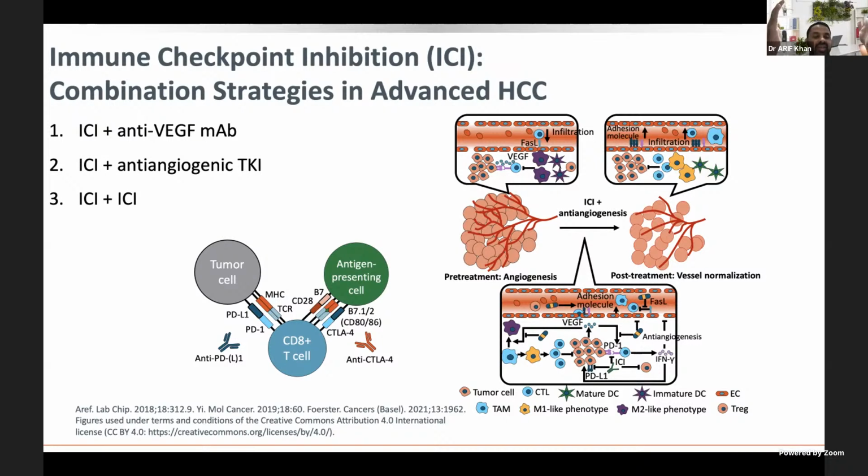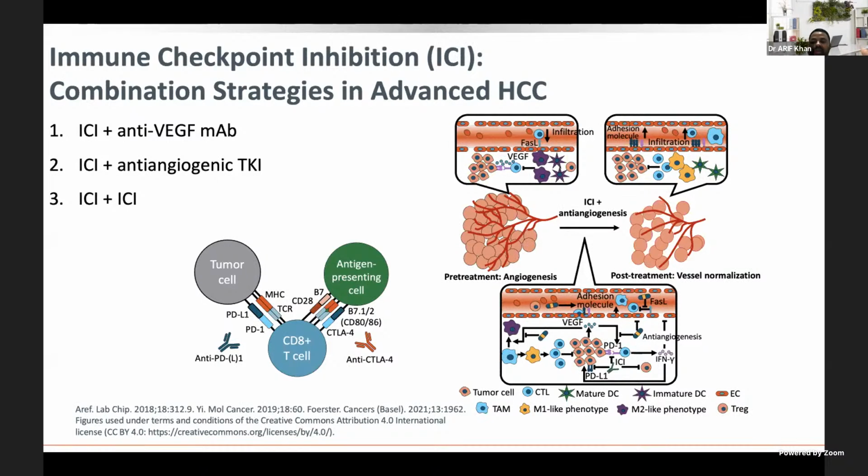So ICIs, the immune checkpoint inhibitors with anti-VEGF monoclonal antibodies, that is the atezo-bev combination; immune checkpoint inhibitors with anti-angiogenic TKIs like lenvatinib, sorafenib, cabozantinib, all those TKIs which are anti-angiogenic; and the dual checkpoint inhibitors like nivo-ipi, durvalumab, all these were making inroads into the treatment of HCC.